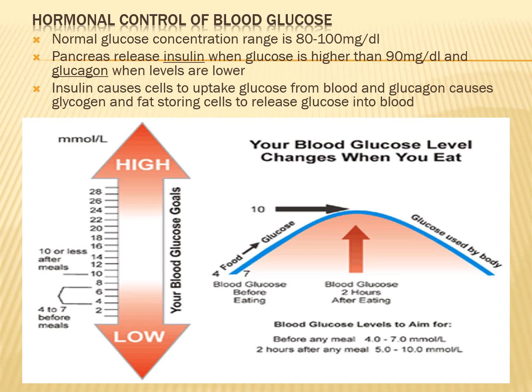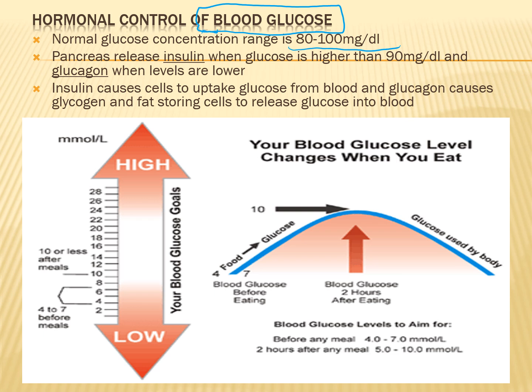A similar type of mechanism occurs for regulating blood glucose levels, and most people have heard of this mechanism. You have two hormones that work together to keep your blood glucose level in the range of about 80 to 100 milligrams.